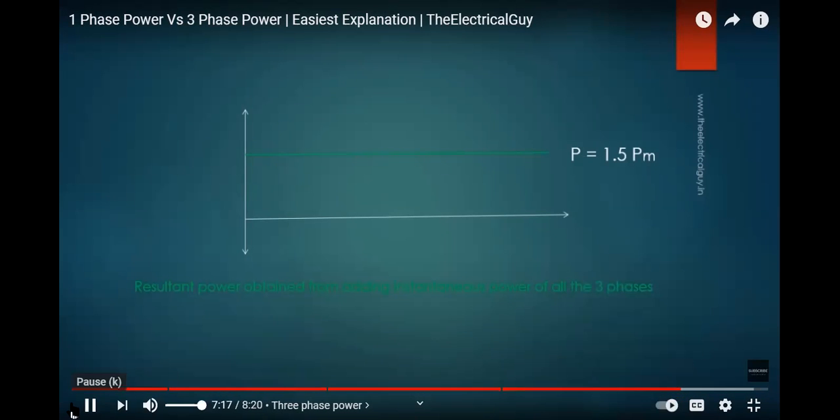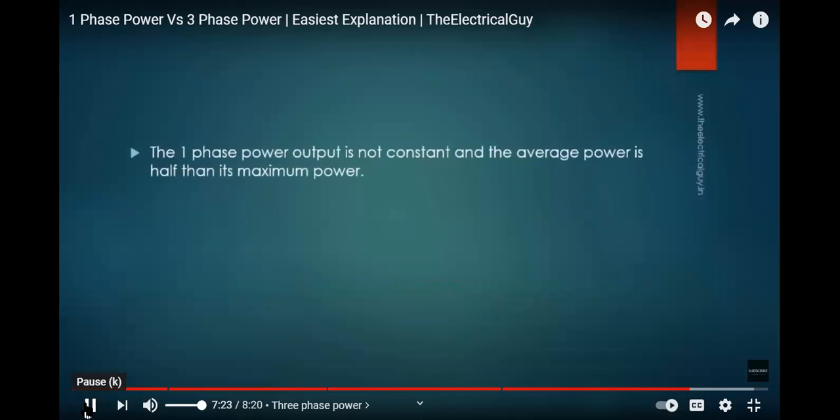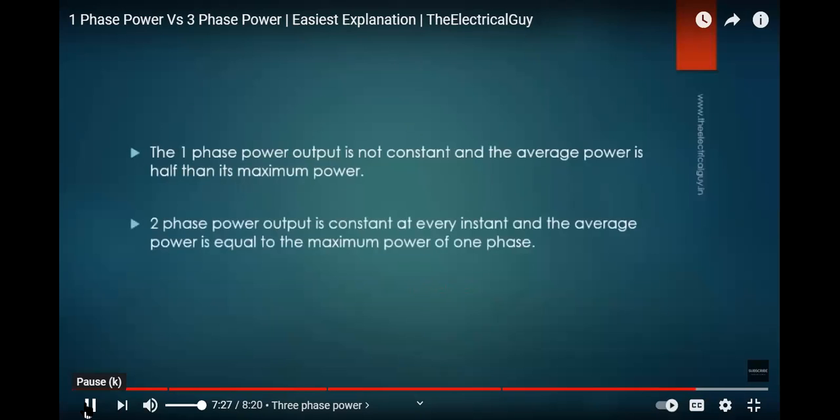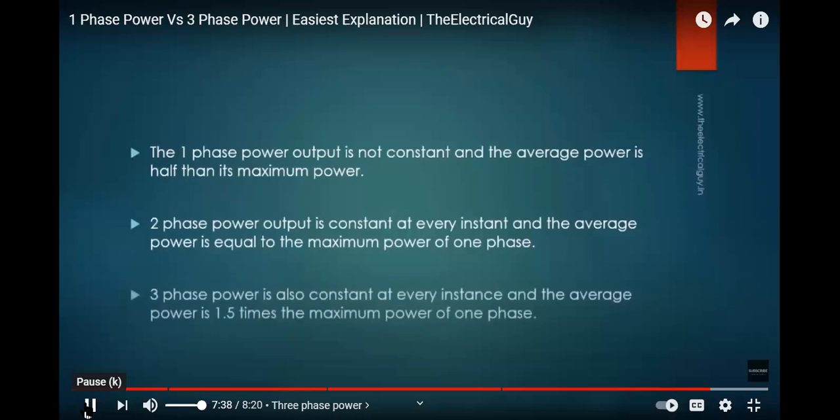So to summarize this topic, the single phase power output is not constant and the average power is half of its maximum power. Two phase power output is constant at every instant and the average power is equal to the maximum power of one phase. Three phase power is also constant at every instant and the average power is 1.5 times the maximum power of one phase.